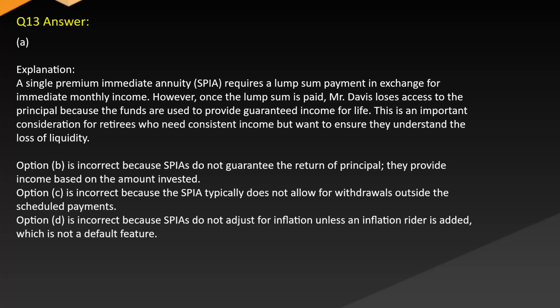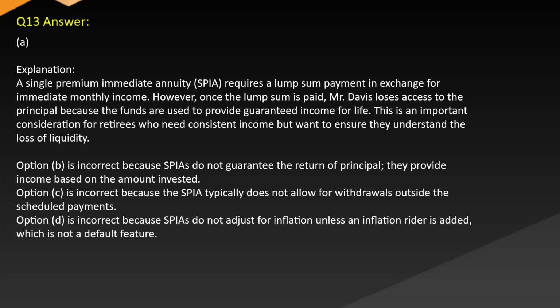Answer A. Explanation. A single premium immediate annuity, SPIA, requires a lump sum payment in exchange for immediate monthly income. However, once the lump sum is paid, Mr. Davis loses access to the principal because the funds are used to provide guaranteed income for life. This is an important consideration for retirees who need consistent income but want to ensure they understand the loss of liquidity. Option B is incorrect because SPIAs do not guarantee the return of principal.